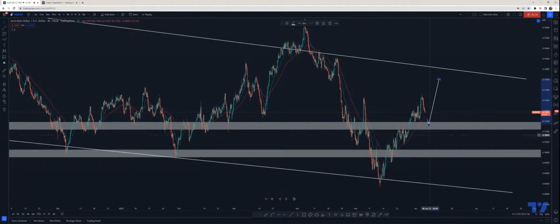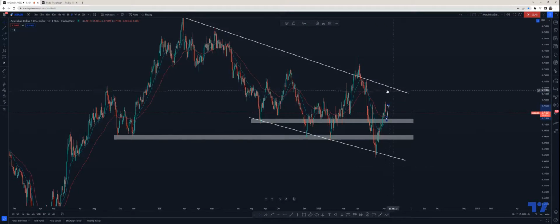If price rejects and pushes above, I'm looking to have our first target at the previous high at 0.7260, which is about 130 pips. Then the next structure is going to be the upper band of this descending channel.